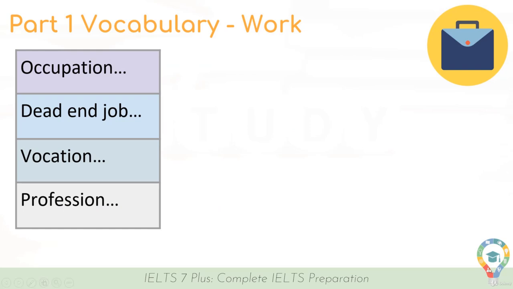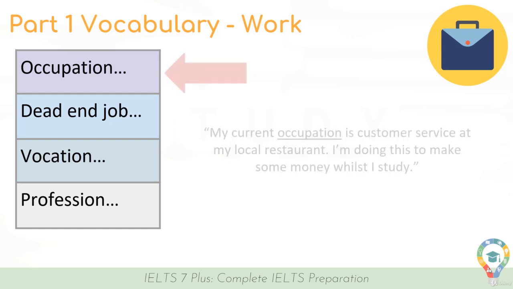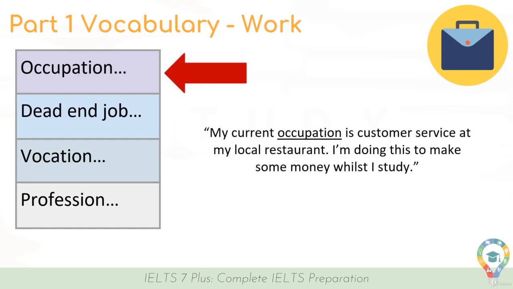The first piece of vocabulary that we will look at is occupation, which is a synonym or another word for job. Let's take a look at the example sentence. My current occupation is customer service at my local restaurant. I'm doing this to make some money whilst I study.